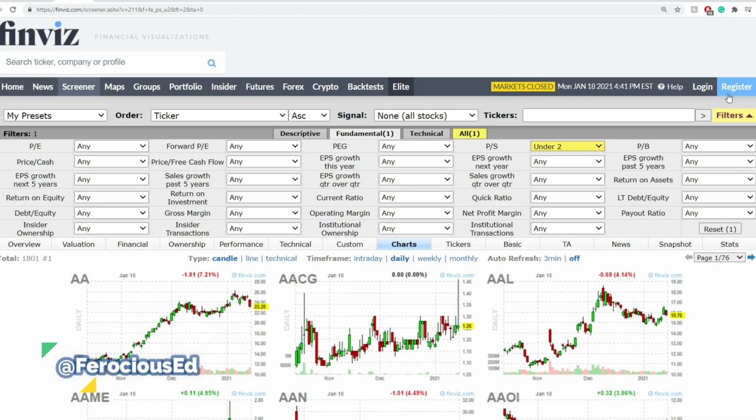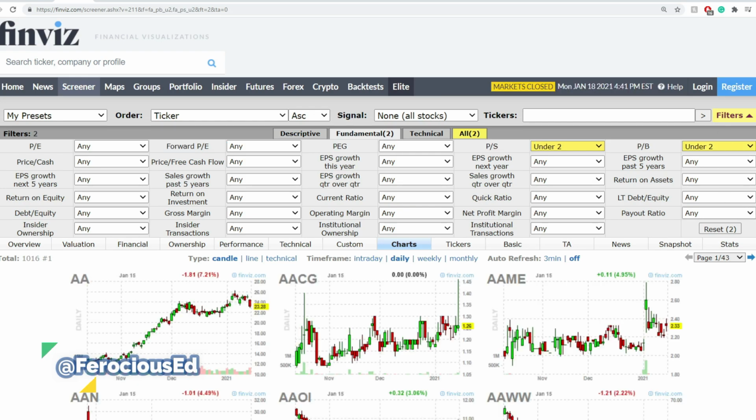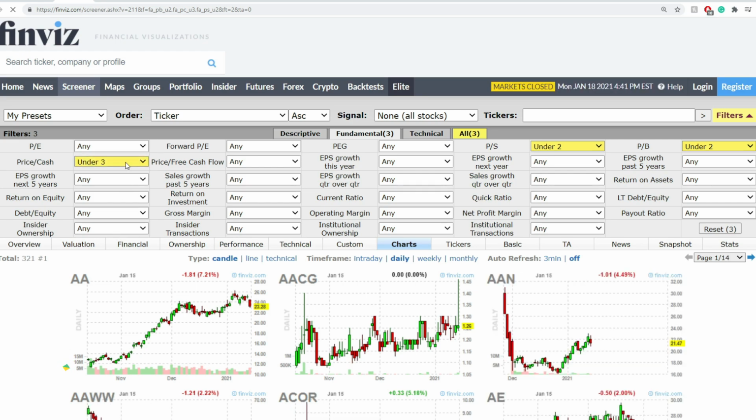And right off the bat, you get to see we really drop down in terms of what's available to us. Price over book is also under 2. That's what I want to look at. Now, the next thing I want to have is the price over cash. I want to make sure that the price over cash is perhaps under 3. I want to know they have more cash than the price they're at.